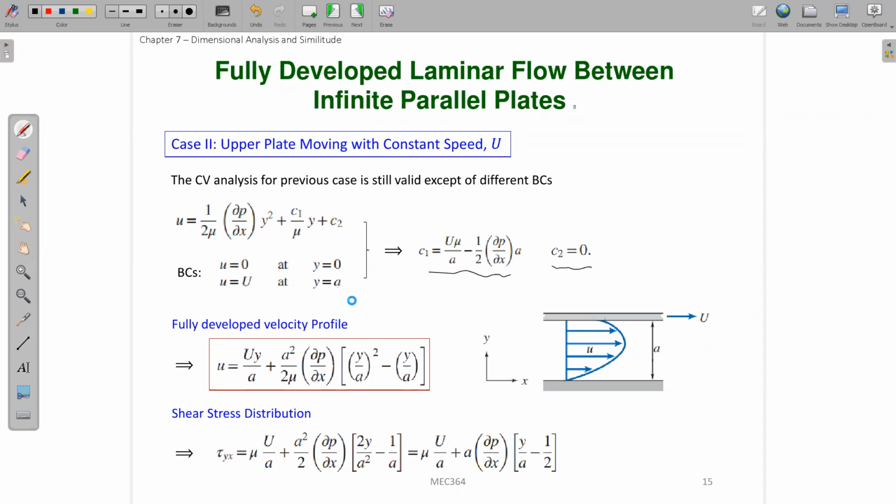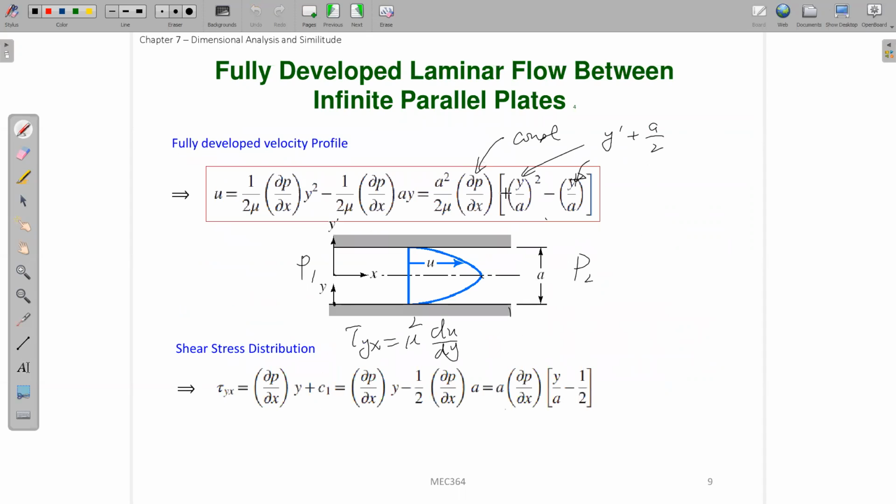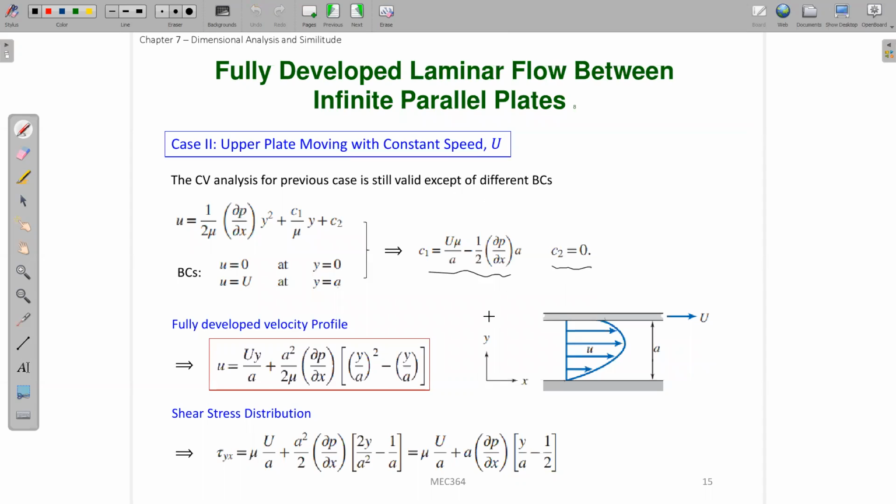Okay, you substitute it, you get this one. This one is different from the one we obtained before because the boundary condition changed, so the C1, C2 values also changed. We can just repeat the same procedure as before. Now we have this new velocity profile, so we can again calculate what tau yx will be. Again, tau yx will be mu times du/dy. You substitute this u into it, and you can calculate the new shear stress distribution for this case, which will be equal to this function.